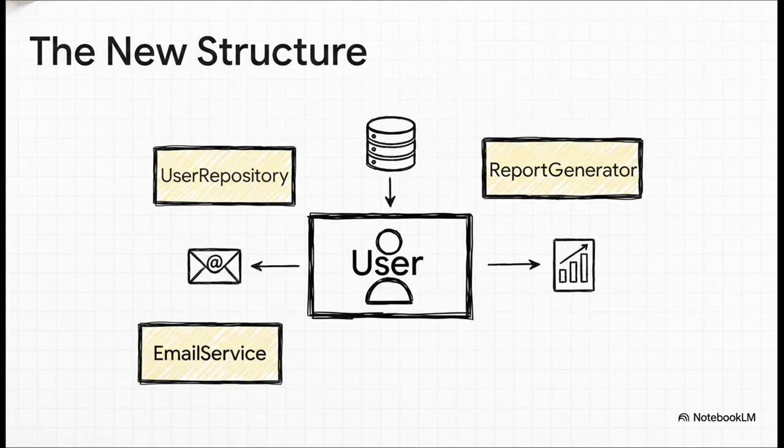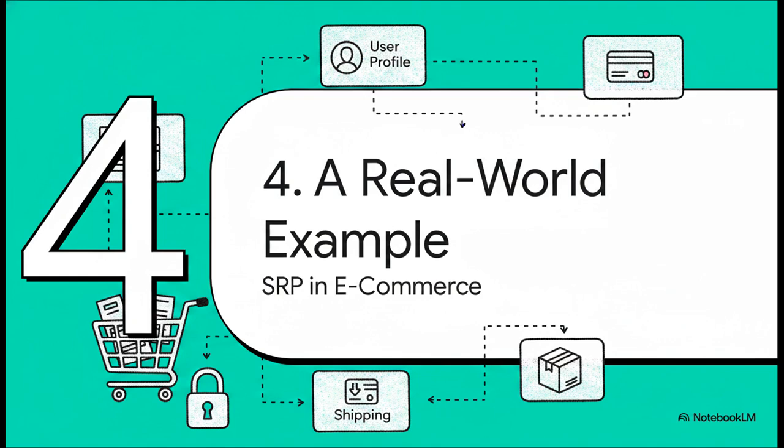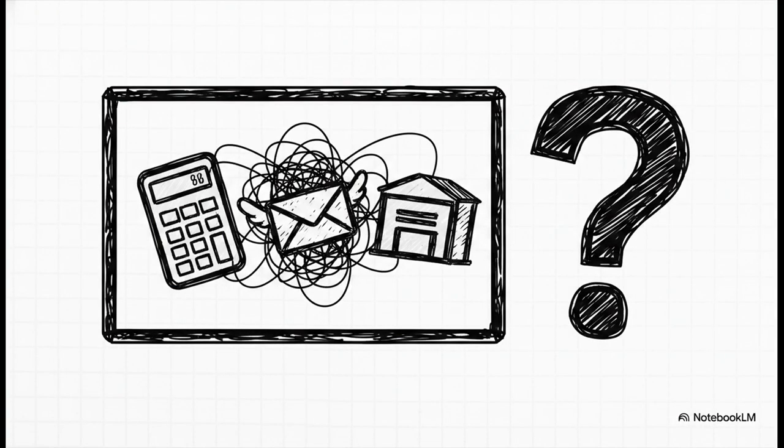So much better. Now let's see how this plays out in a bigger system that we've all probably used at some point, an e-commerce site. So picture an order class in an online store. It's really common to see these classes do everything. They calculate the total price, they send out the confirmation email, and they tell the warehouse to update the inventory. Now, based on what we've just learned, take a second. Why is this a classic textbook violation of the single responsibility principle?